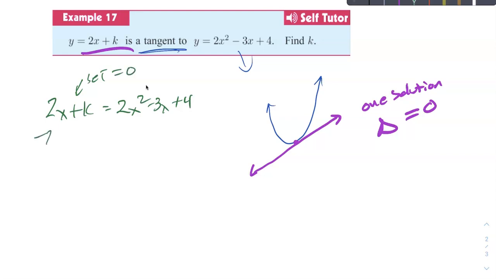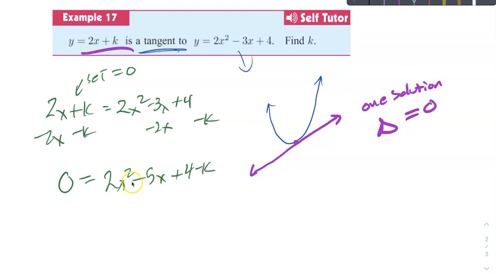So we're going to subtract 2x from both sides. Subtract k from both sides. Now k just gets lumped over here, right? You can't combine anything, just leave it on the side. So I get 0 equals 2x squared minus 5x plus 4 minus k. Now here's the key, though. It's a quadratic. I don't really need to solve it for x or k. I know these two intersect one time, so they have one solution. The discriminant equals 0.